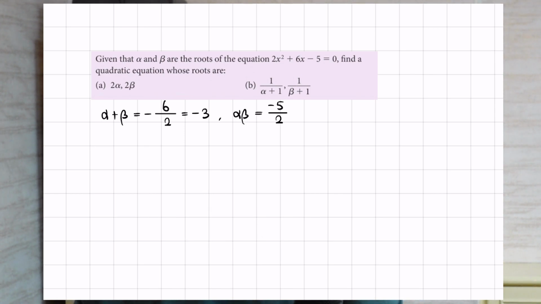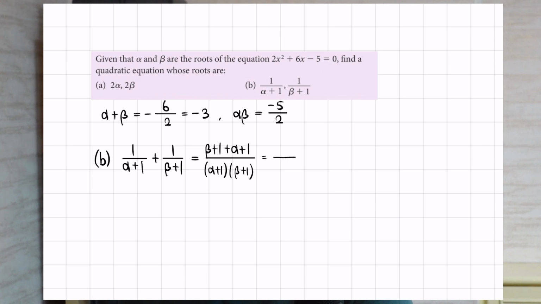For number b, we're having an even more complicated set of roots, which are 1 over alpha plus 1 and 1 over beta plus 1. So let's take a look. If we try to figure out a sum of them, it would be 1 over alpha plus 1 added to 1 over beta plus 1, and I believe you know how to combine the two fractions. You find their common denominators. That would be beta plus 1 plus alpha plus 1, divided by alpha plus 1 times beta plus 1.